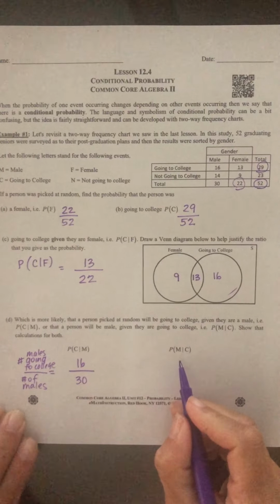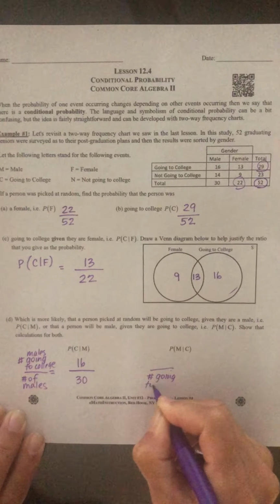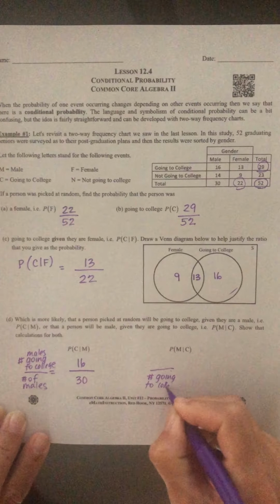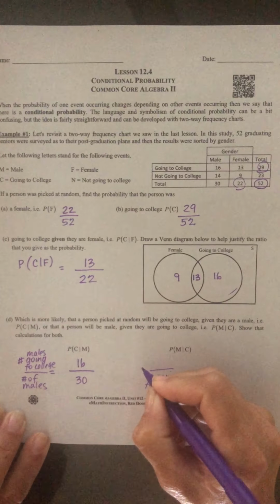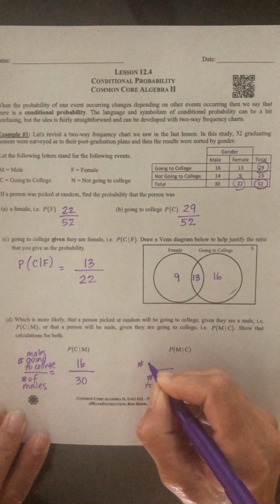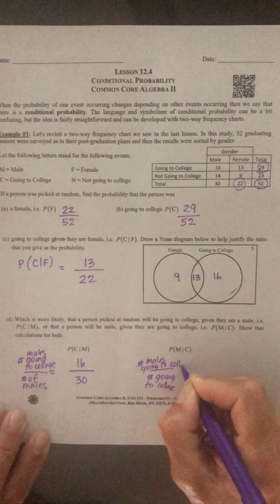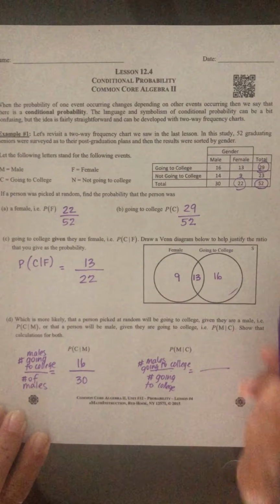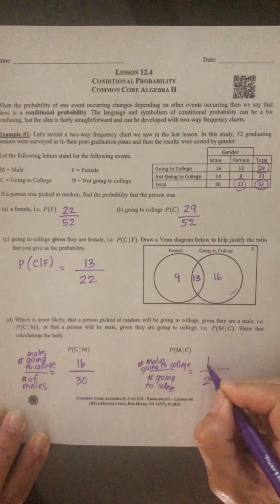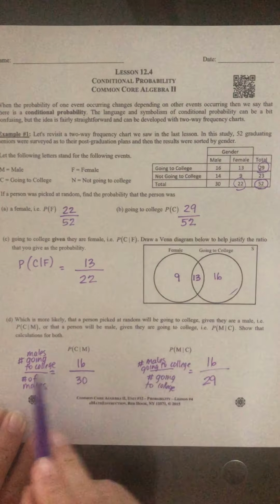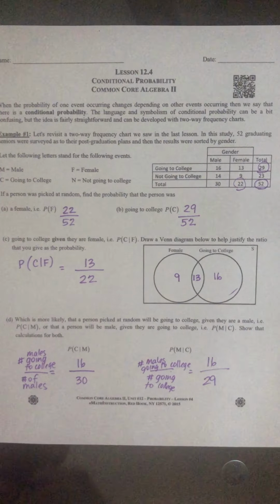All right, for this other one, we're going to isolate by the number going to college in general, and then isolate by the number of males going to college. So same thing, it's going to be the same top number. It's really a comparison. The number going to college, that's your 29, which is going to be your bottom number. And out of those 29, 16 of them are male. So the top number stays the same and the bottom number is what's going to change. It differs in what you're isolating by, okay?